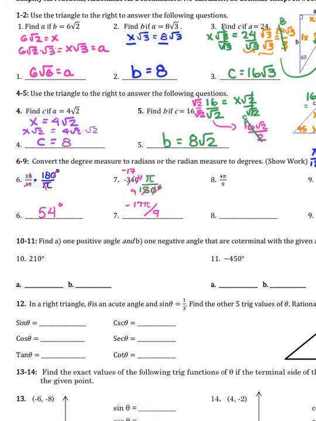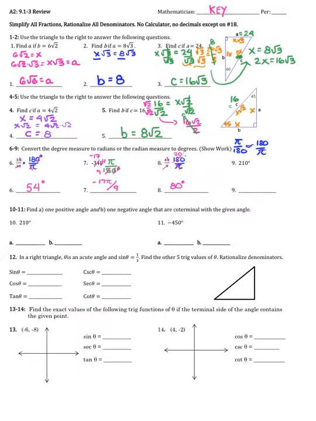This third one, we have a pi, so we're going to multiply by 180 over pi, so that my pi's cancel. Then 9 will go into 180 20 times, 4 times 20 is 80 degrees. And I think I lost one of my problems, so let's shift this over.